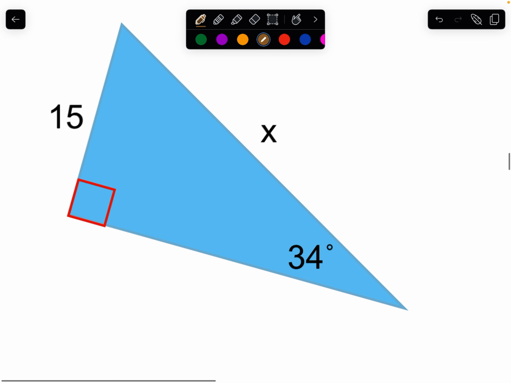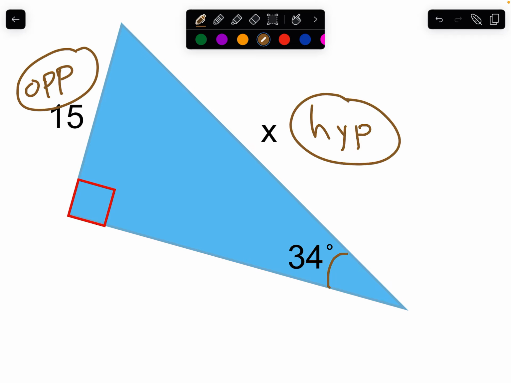Let's try this blue triangle first. We're given a 34-degree angle, and relative to that 34-degree angle, we are given the opposite side. And we want to know x, which is the hypotenuse. The idea here is to set up an equation using one of our 3 trig ratios. And of those 3 trig ratios, we should probably use the one that deals with opposite and hypotenuse. Well, if you go back and take a look, or perhaps you have them memorized, the trig ratio that deals with opposite and hypotenuse is sine.